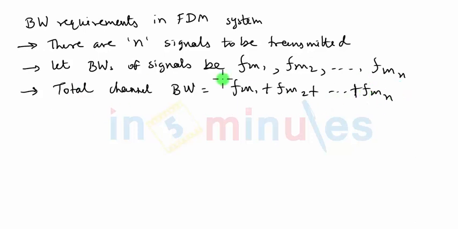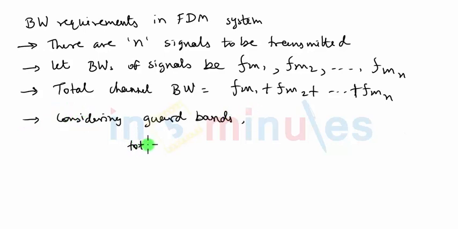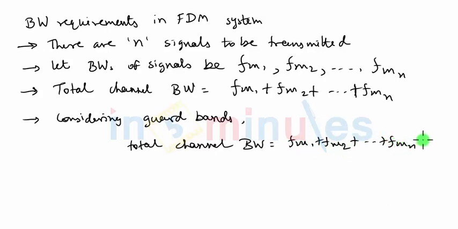But this is the channel bandwidth without guard bands, without the gap between the two frequency spectrums. So if I consider the guard bands, the total channel bandwidth required will definitely include the sum of the individual bandwidths first, because all those spectrums will definitely be there. But now we have to consider the guard bands.